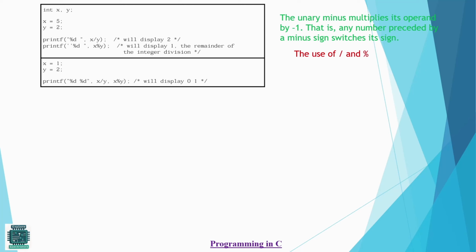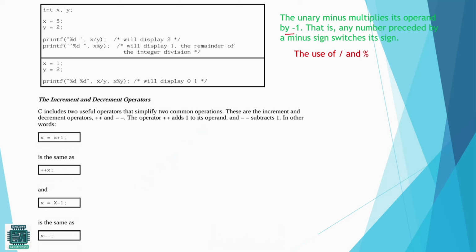Now here is an example. Here the minus multiplies its operand by -1, that is any number preceding a minus sign, it switches the sign. Okay, the increment and decrement operators. Here is just an example. Here it displays 2 as a remainder, as I mentioned in the previous slide by taking the example of 2 by 2. Here they have given it in the form of a program. For exam purposes, you can write this program. For understanding, I have given a simple example.